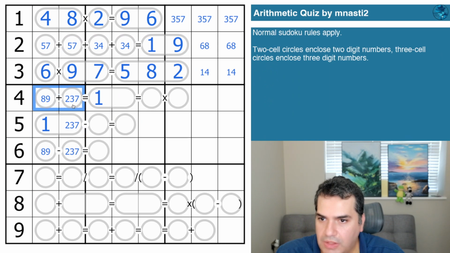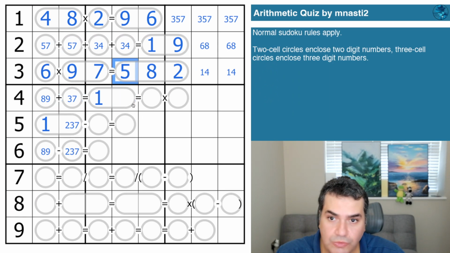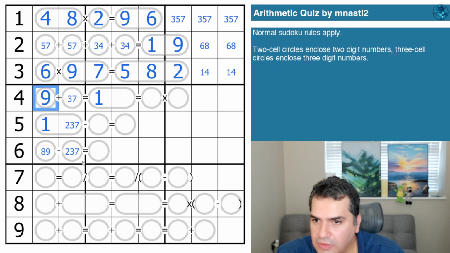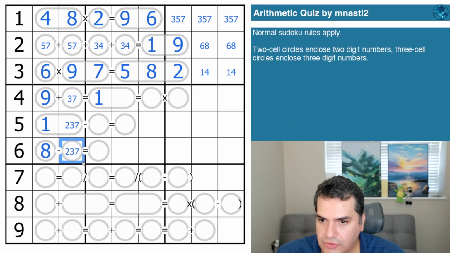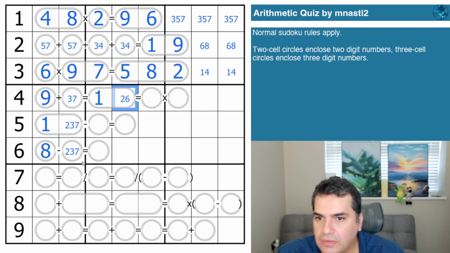So 8 and 2, 9 and 2 will not work because it gets us to 10, which is not allowed. 11, which repeats the 1, it's not possible. 8 and 3 would be 11, doesn't work. 8 and 7 would be 15, which also doesn't work. It repeats the 5. This is not an 8. That's a 9. That's an 8. Now, 9 and 3 gets us to 12. 9 and 7 gets us to 16. Both options are available for the moment.